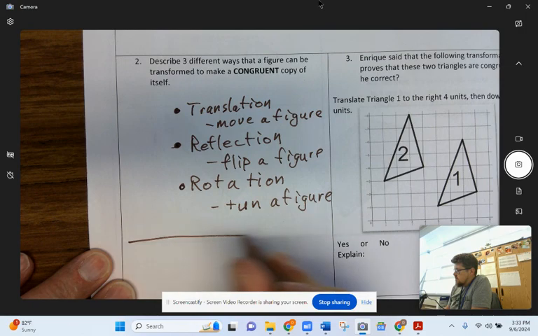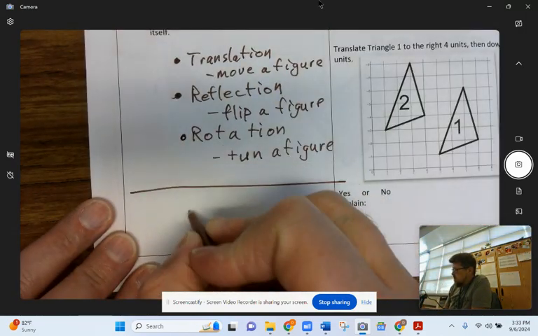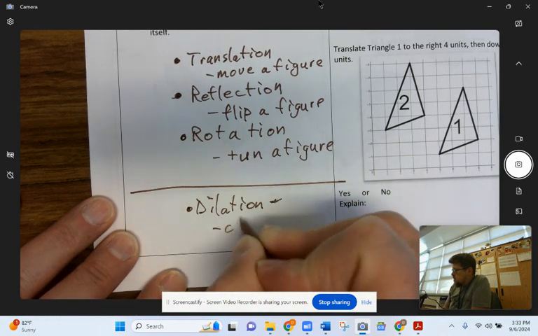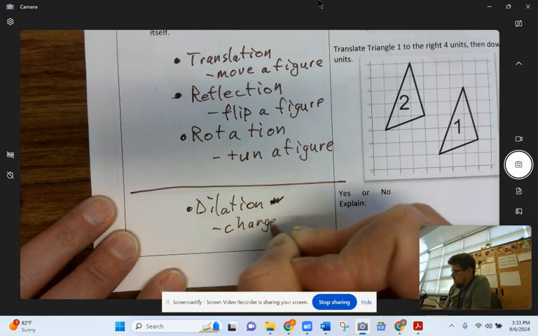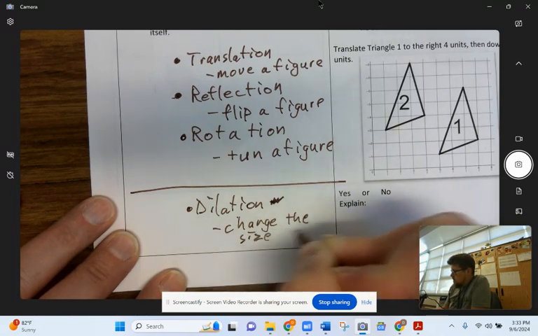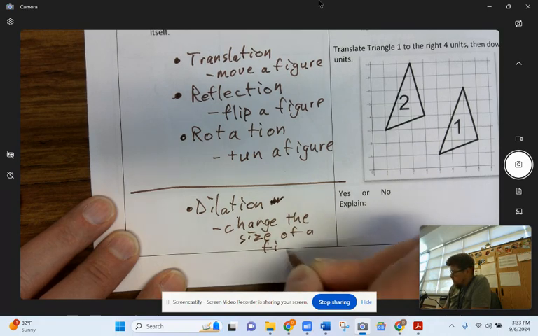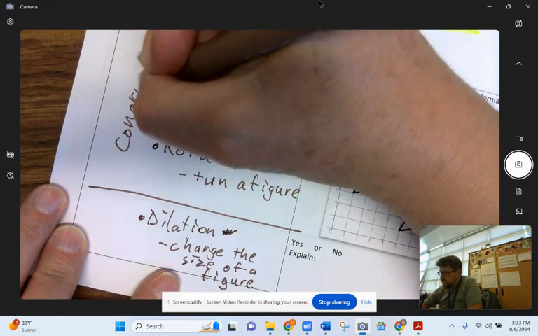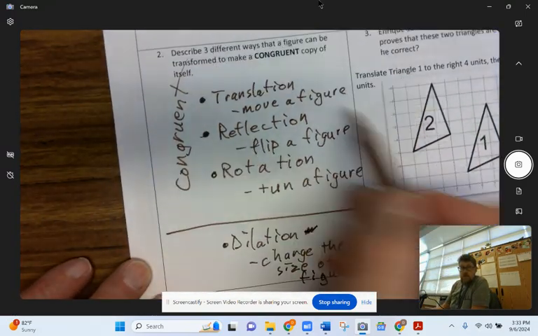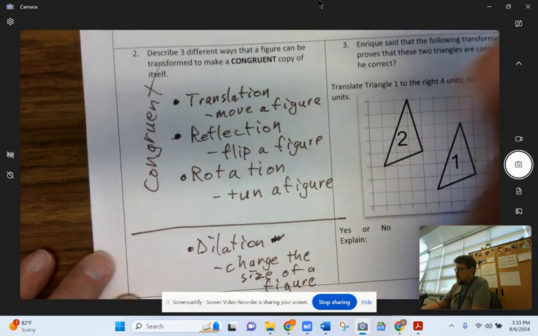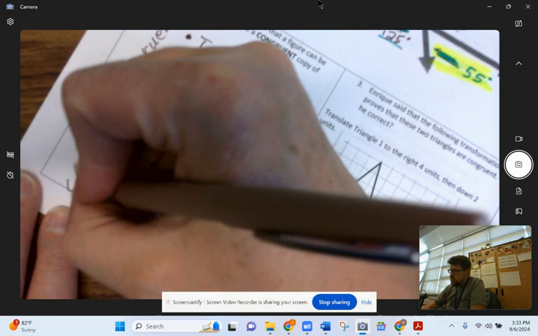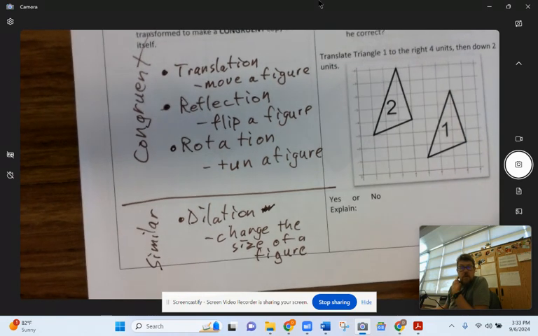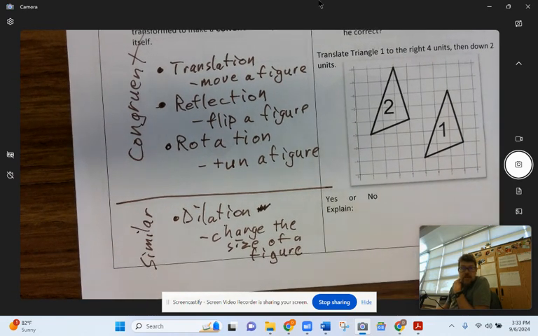Dilation is the one that does not fit, so I'm going to separate that down here, and we'll say dilation. This is when you change the size of a figure. Right, these 3 form congruent copies here, and this is what we're talking about in this particular problem, right? So these are the congruent ones, and then this one down here, the dilation, makes similar figures, meaning they're the same shape, but they are different sizes, and more specifically, the sides are in proportion to each other. It's the same number you multiply on each side to get to the bigger figure.